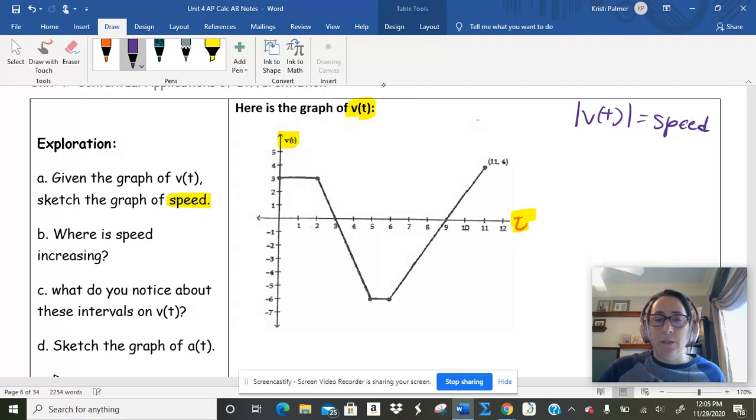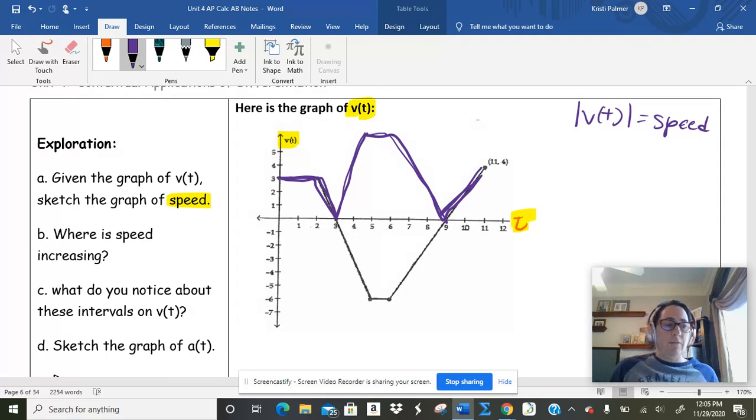Basically, I'm just going to flip everything that was underneath up. So here at the 5, I'd be at the 6, and that little line, and then back down to the 9. This right here stays. This is now flipped up. And this part right here stays because it was already positive. So the purple would be my speed graph.